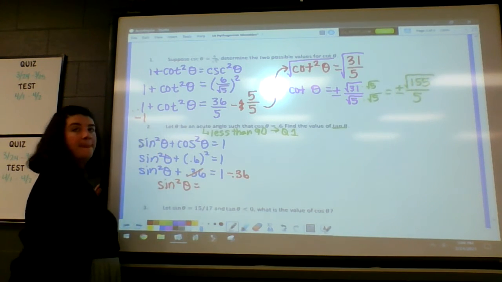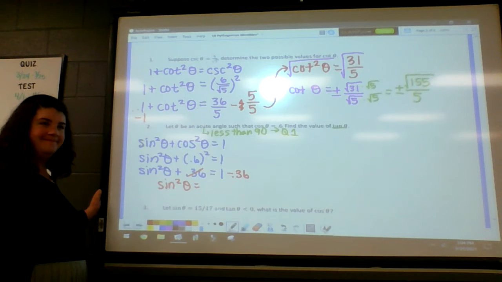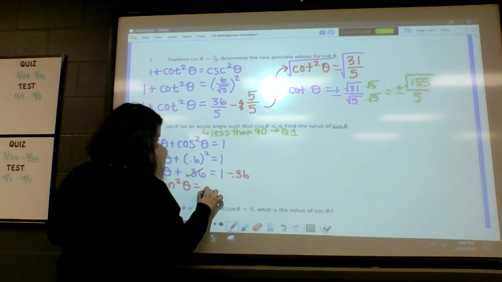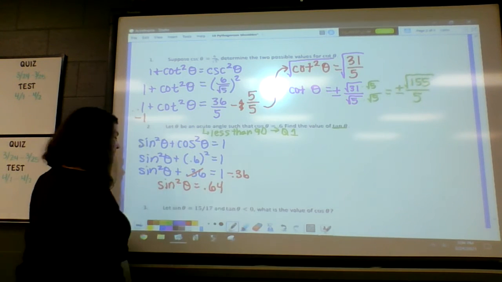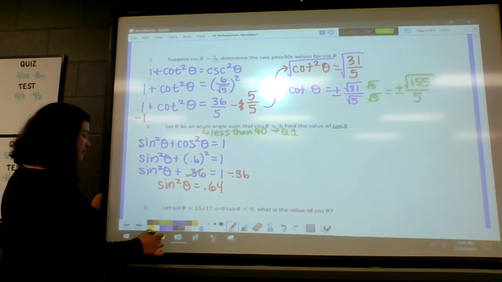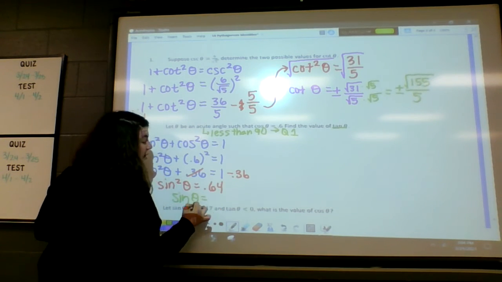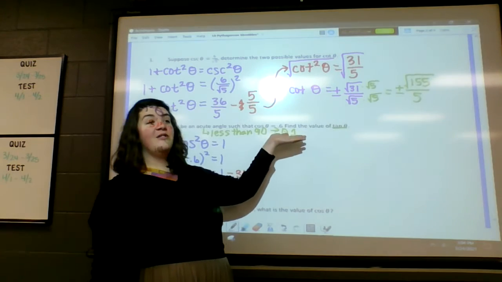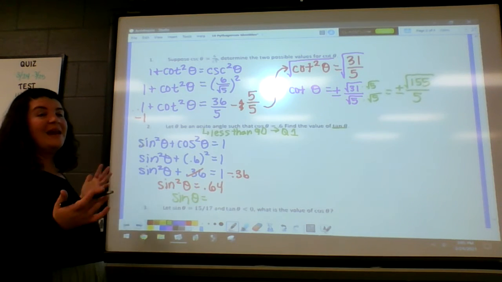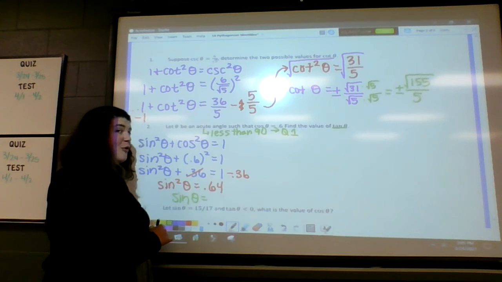Move that over. $1, take away 36 cents. How much change are you giving the person, right? 64. So 0.64. And then last but not least, to get sine completely alone, take the square root. Do we need to worry about plus or minus? No, because we're in Q1, and sine in Q1 is positive. If sine in Q1 were negative or we were in a different quadrant, we'd put the negative in instead. So what is the square root of 0.64?